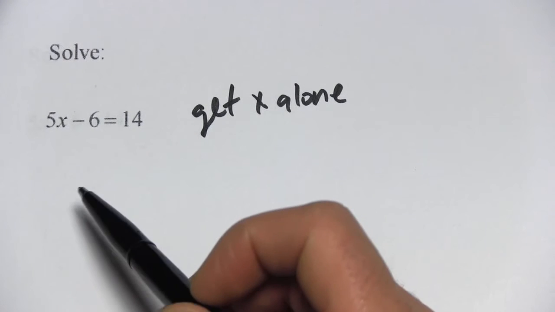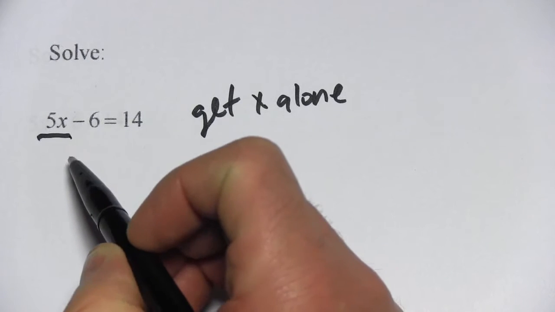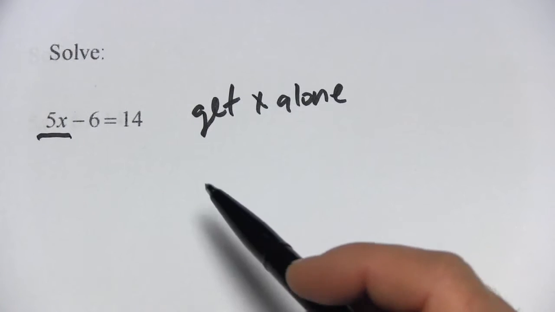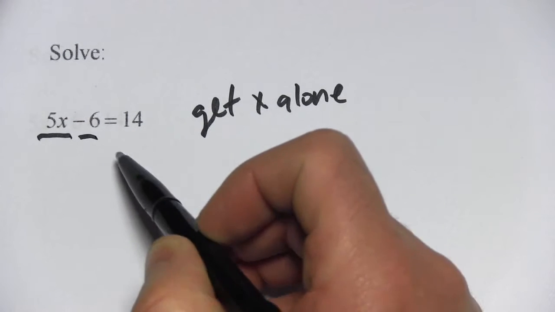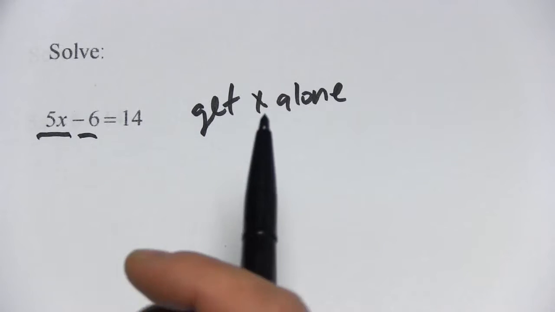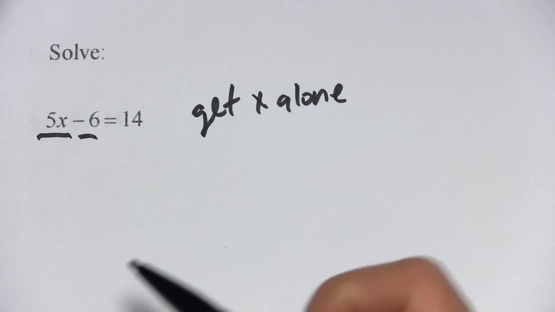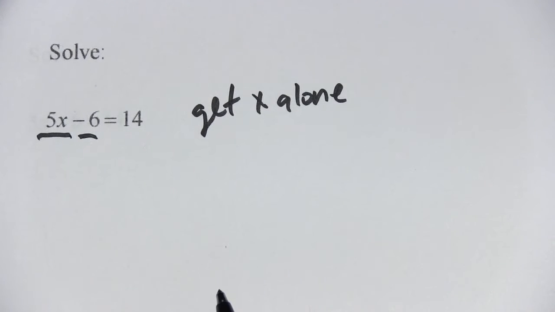In an equation like this, where you've got an x term, so there's the x, it's multiplied by 5, so that's a complication, but that's our x term. And then we've got another number hanging out here, this -6. So the first step in getting x alone is just getting the x term alone on one side of the equation. So we want to get rid of this -6. Well, how do we do that?